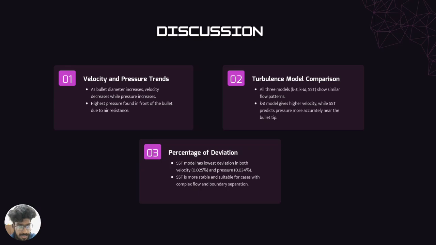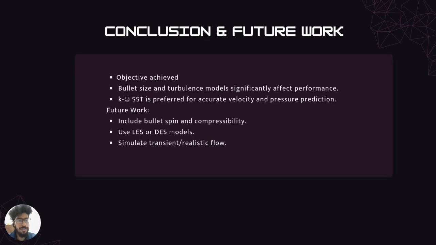This shows that K omega SST is more stable and suitable for cases with complex flow and boundary separation. In conclusion, the project objective is achieved. The bullet size and turbulence model significantly affect the performance. For instance, as you can see in the results, as the diameter increases, the velocity decreases and the pressure increases. And out of all three turbulence models, K omega SST is preferred for accurate velocity and pressure prediction.